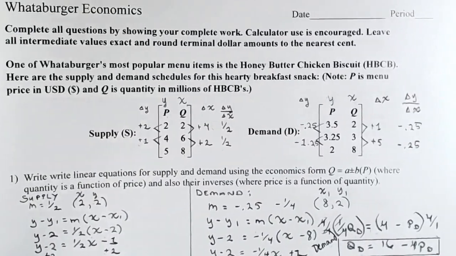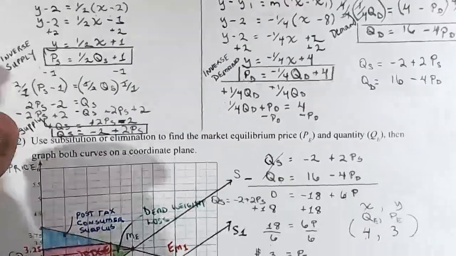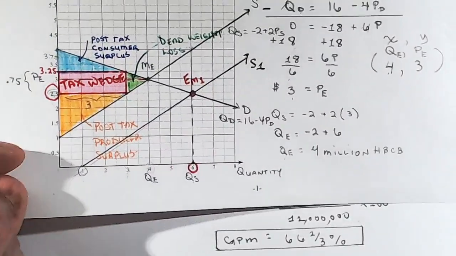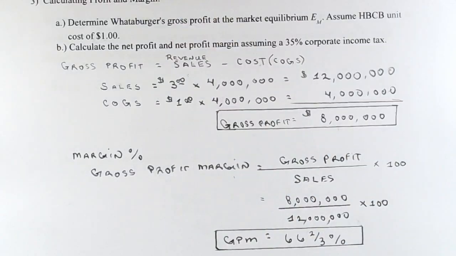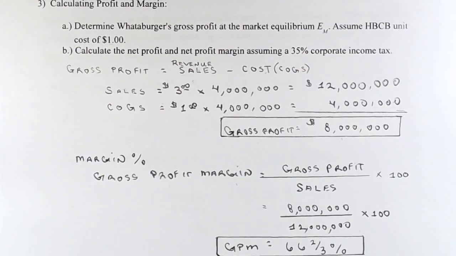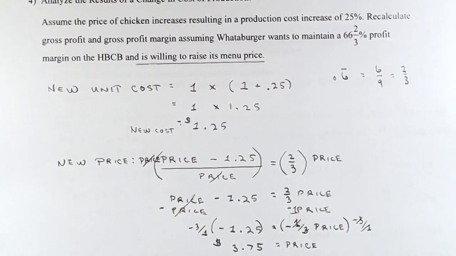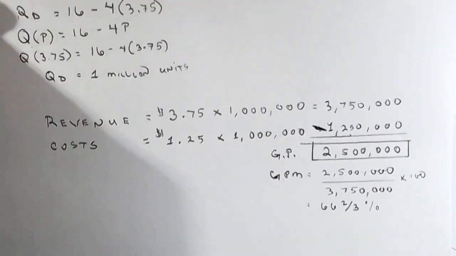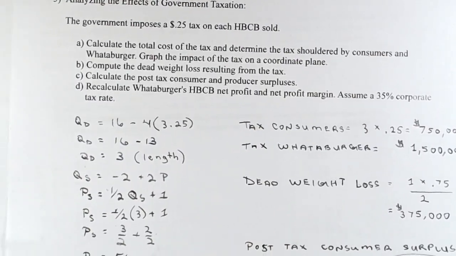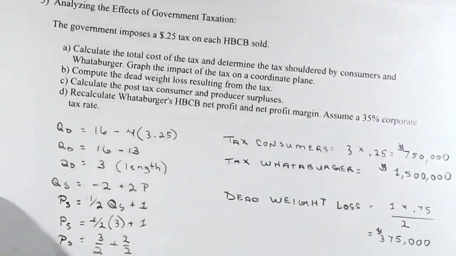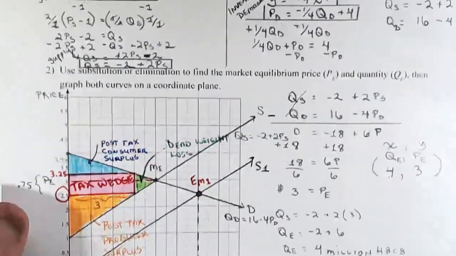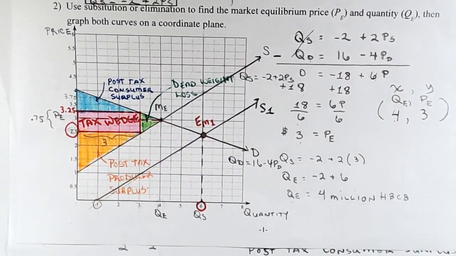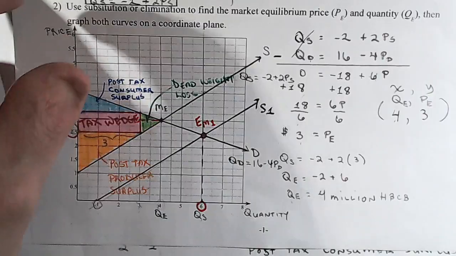So let's see what we did. First, we found our supply and demand functions. Then we graphed them. We calculated profit and margin. We analyzed the results of a change in the cost of production. Then we analyzed the effects of government taxation, and that's where we had to come back to our graph here and compute the tax wedge and the surpluses and the deadweight losses and all that good stuff.